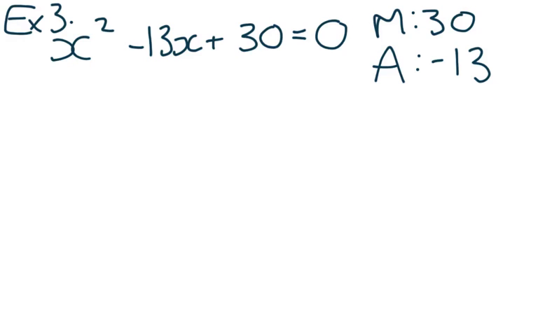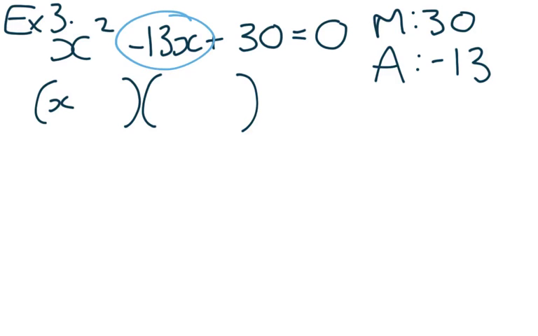However, we need it to be a positive 30. So we should already know that our brackets are going to be either both take or both plus, because we have to have a positive answer at the end. Now, looking at this middle term, obviously it's going to be both negatives, because we need that middle term to be negative. So we need both as negatives. So the factors that actually make negative 13 are 3 and 10.